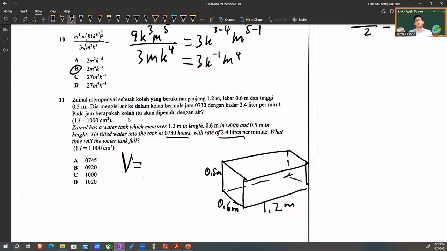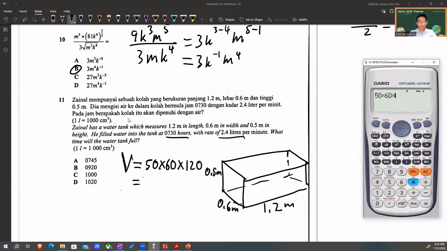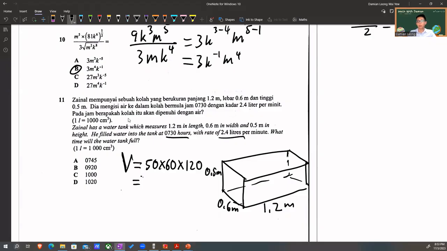Actually, because this is in liters, which compared to cm cube is 1000 cm cube, but this is in meters, so let's convert to cm. 0.5 meters means 50 cm times 60 cm times 120 cm. Yeah, get in cm cube first. 50 times 60 times 120 is 360,000 cm cube. So change to liters is 360 liters, divided by 1000. Yeah. So I want to fill up 360 liters.